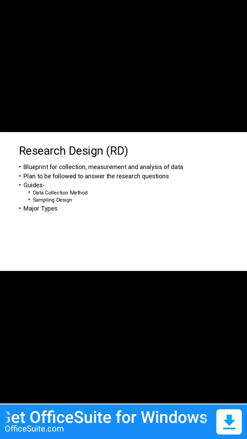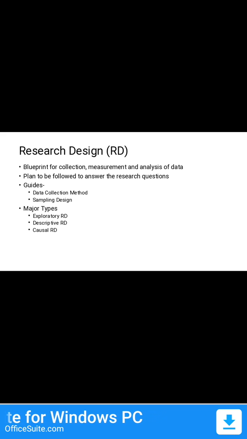What are the major types of research designs? The major types are exploratory, descriptive and causal. RD here means research design, so it's an abbreviation for research design: exploratory research design, descriptive and causal research design. We'll be discussing them in more detail in the next video lecture.